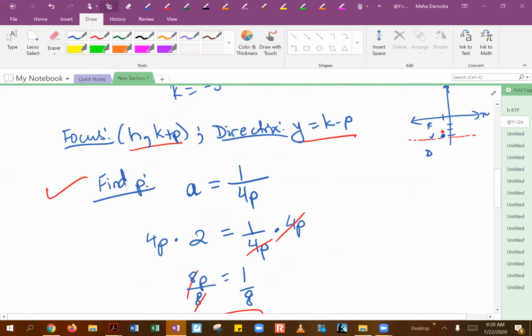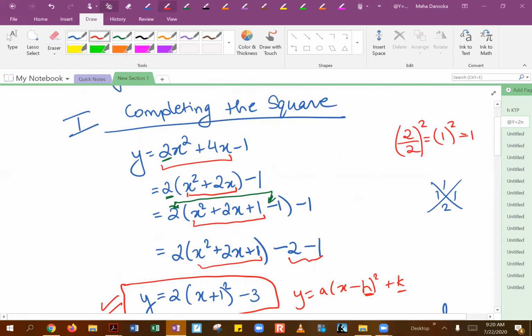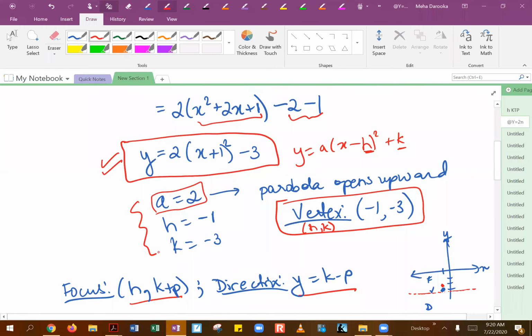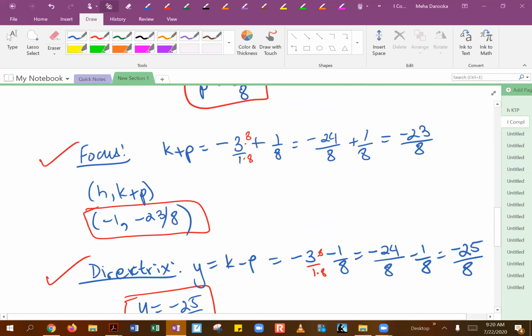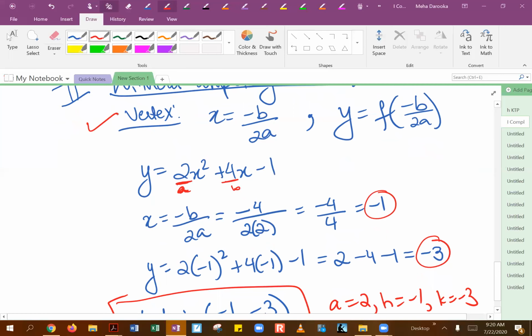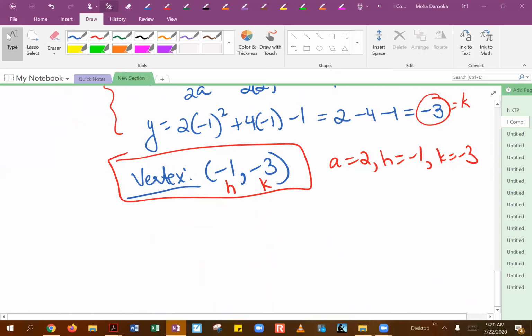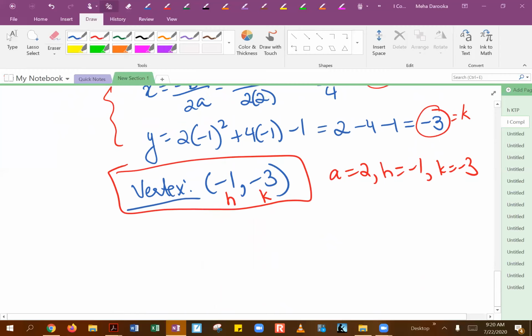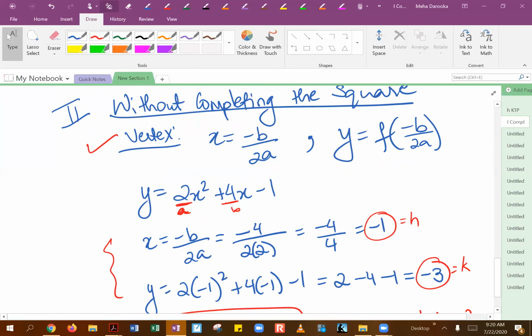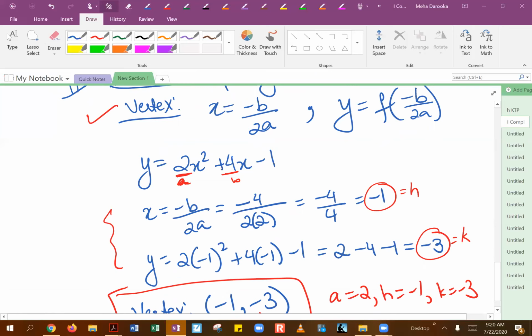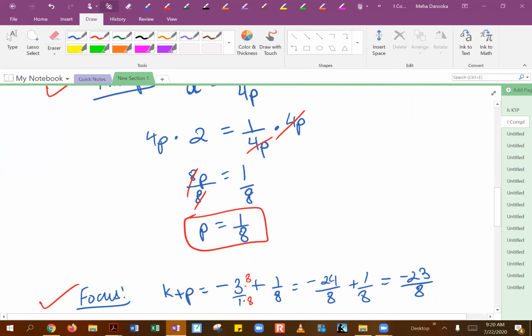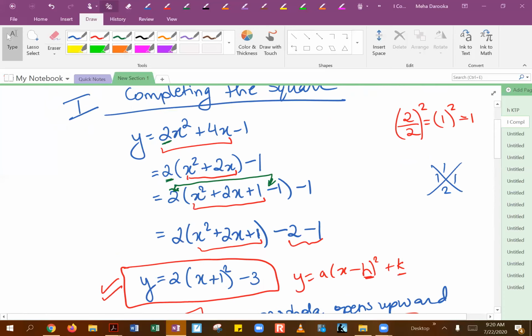So the only difference between using completing the square is when you did completing the square, we were able to identify our a, h, k values by looking at the equation. If you don't use completing the square, then you are using this vertex formula. That helps you come up with the h and k values for your vertex. And then again, you're back to finding your focus and directrix. So that part doesn't change. So like I said, use whichever method you are more comfortable with. If you don't want to do completing the square, then go directly into your vertex formula. If you are comfortable with completing the square and you want to go that route, you can.